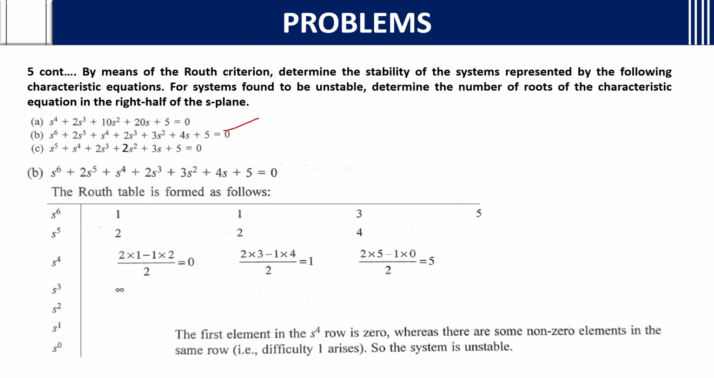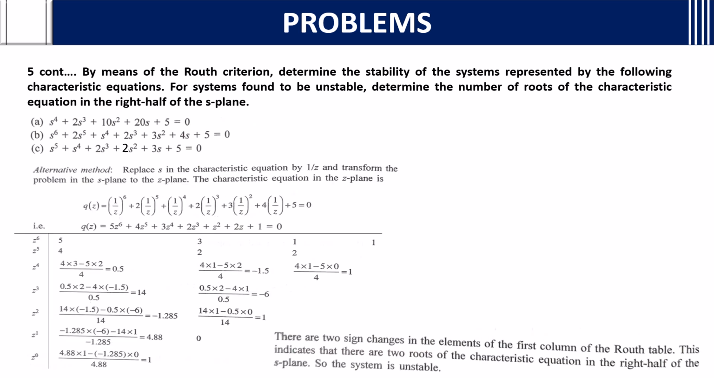The same way, you write the Routh table. Again, you get 0 in the first column while calculating, so again the system is unstable. Now what should you do? You should replace s by 1 by z in the characteristic equation.